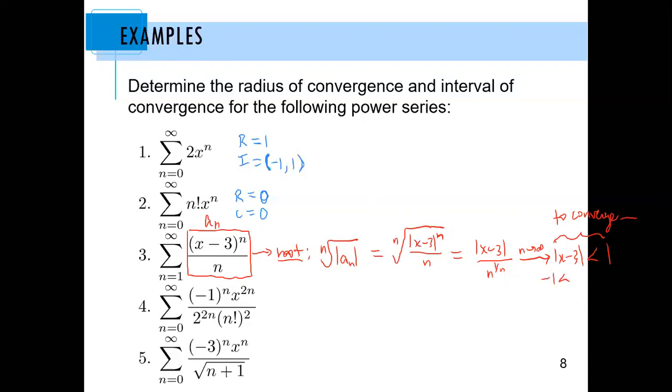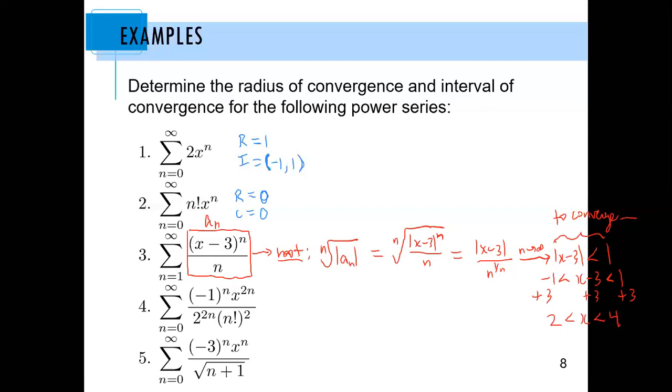That means negative 1 is less than x minus 3, less than 1, right? Didn't you do this in high school at some point? Absolute value of the thing is less than something means the thing inside the absolute value is between negative and positive of that something, yeah? Okay? So what does that tell you? If I add 3 to everything, where does x live? 2 less than x less than 4.